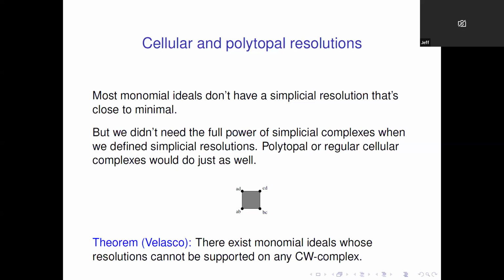The bad news is that you can find monomial ideals that are so bad that their minimal resolutions can't be supported on any kind of reasonable topological object, including a CW complex. And I tend to think that this result is a really big deal. It means that the category of monomial ideals is a lot more complicated than one might guess.